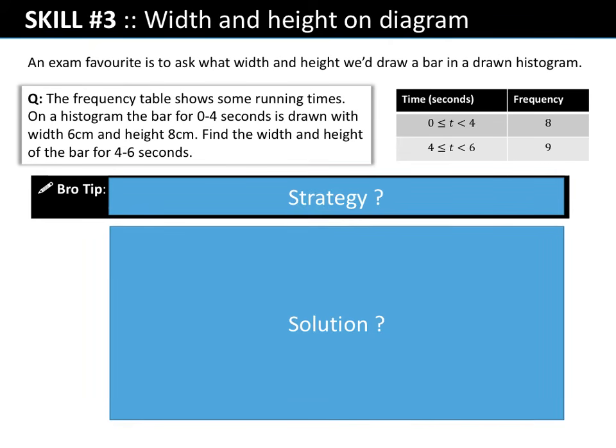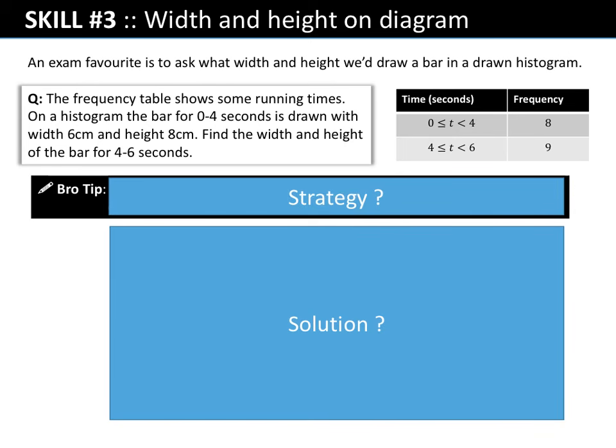Okay, so the next skill is the width and height on the diagram. So it says here, an exam favourite is to ask you what width and height you would draw the histogram. They won't ask you to draw it. Okay? So here is this typical question.